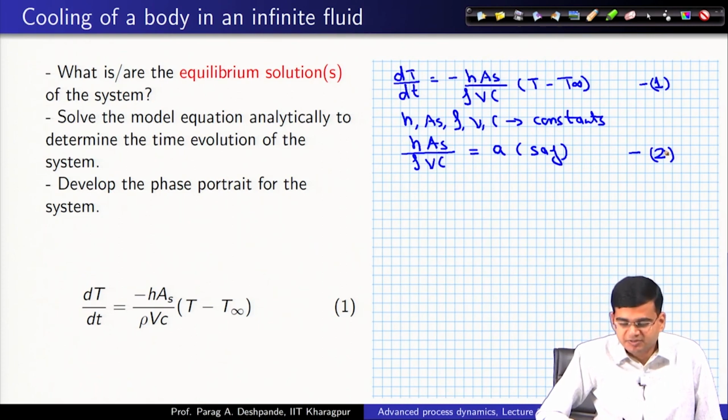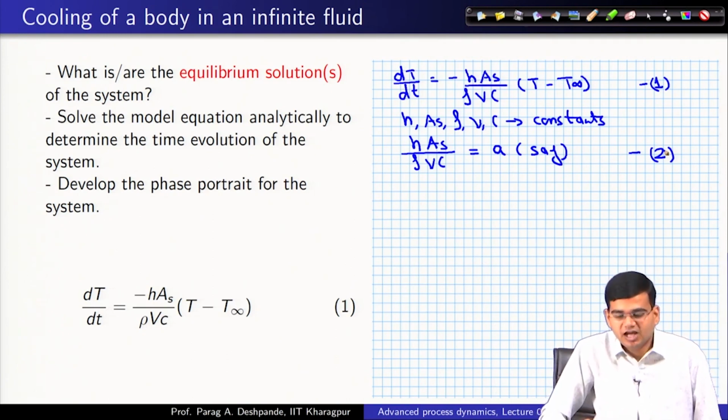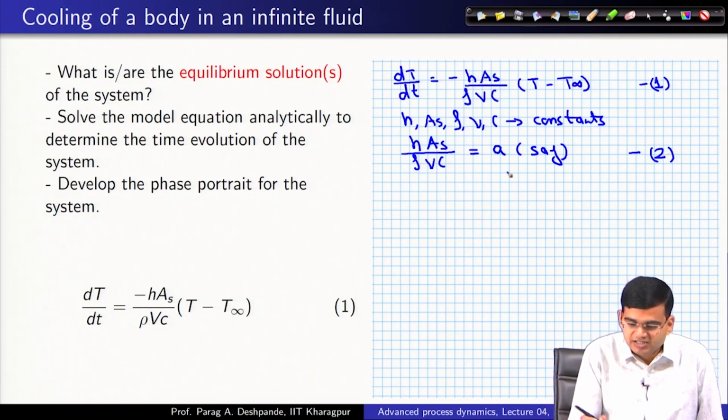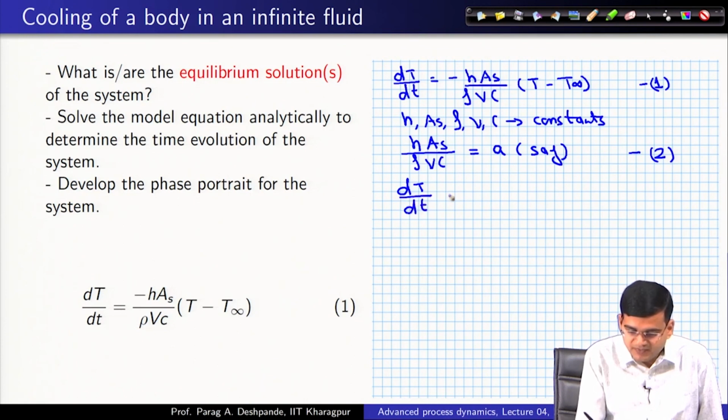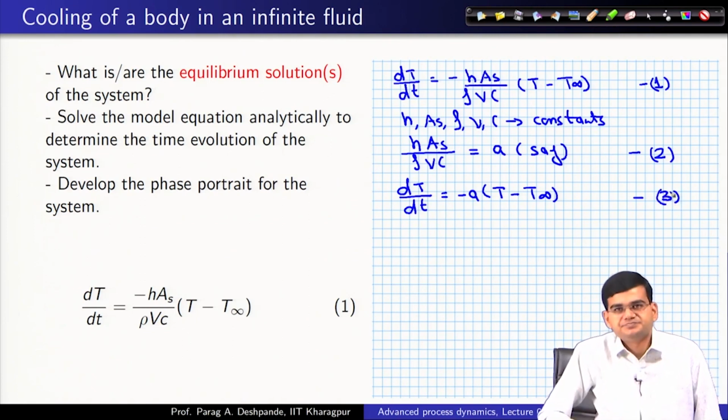If I know the relationship between these constants and A, then I can say that, for example, if the heat transfer coefficient increases, the value of my constant A will increase. If the density increases, the value of my constant A will decrease, and so on. So, for the sake of mathematical convenience, I will replace these constants with a simple constant A, making my model equation dT by dt is equal to minus A times T minus T infinity. Okay. This has been done just for the sake of mathematical ease. It is not going to change any of our results.